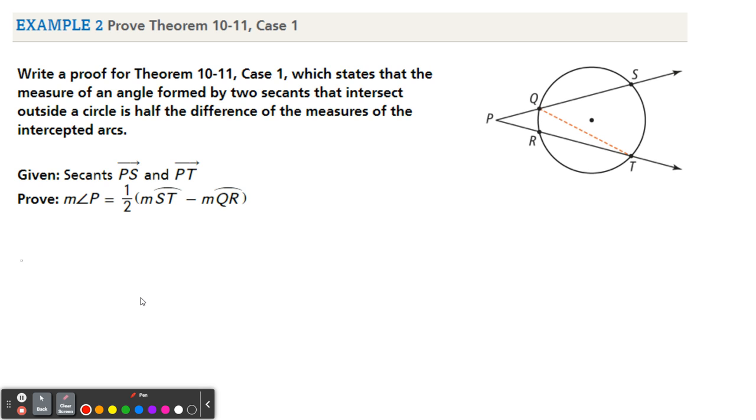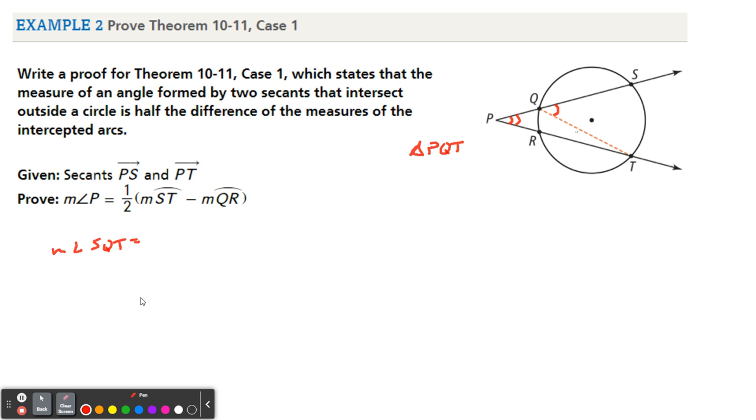Okay, so we drew QT. That's the first step, right? But we're not going to write that down. So now let's use the triangle exterior angle theorem. Because we have QT there, angle SQT, this angle right here, is an exterior angle to this triangle PQT. All right, so we've created triangle PQT.